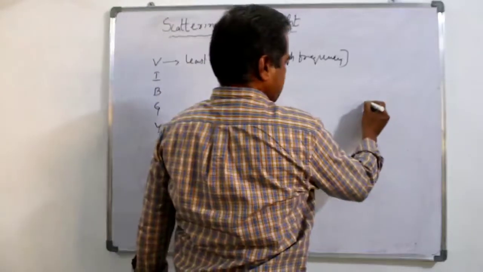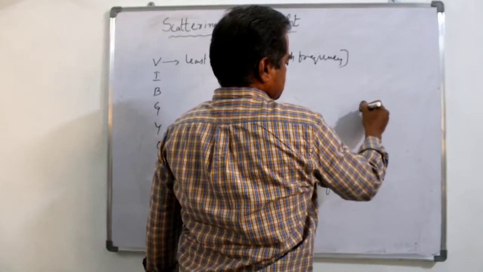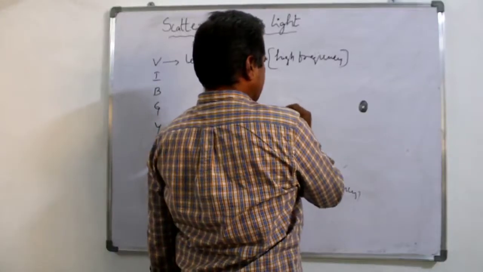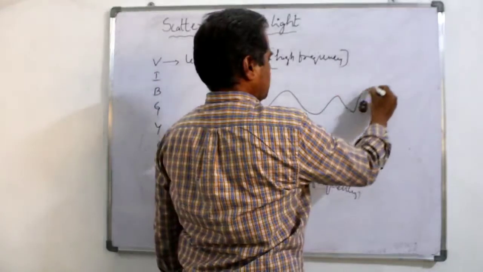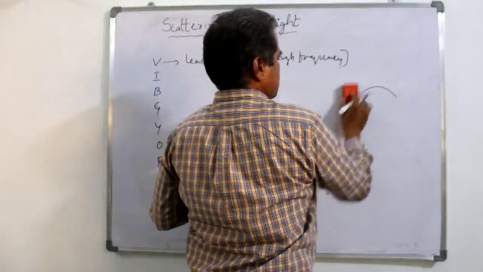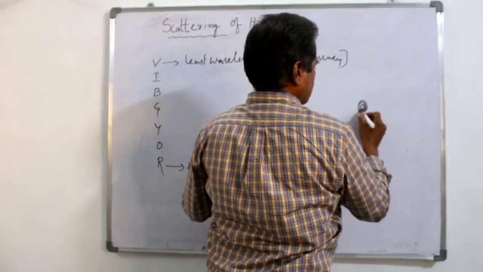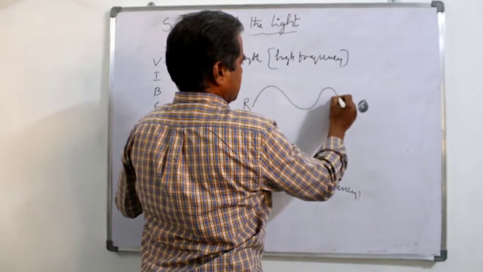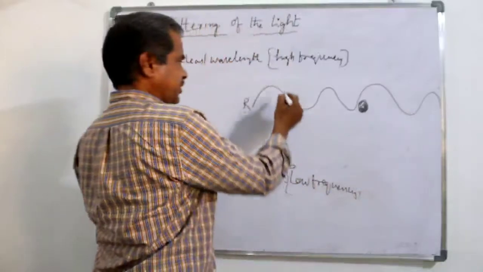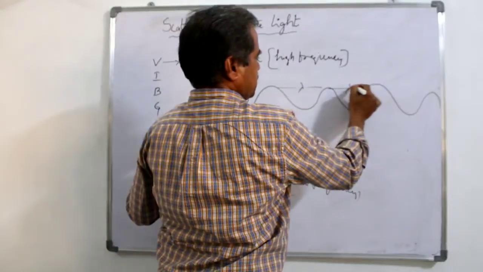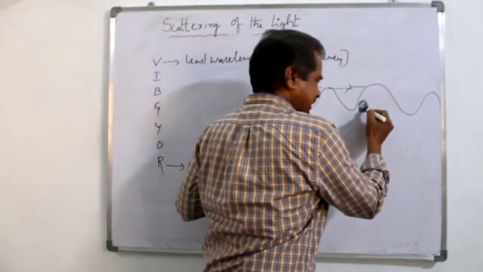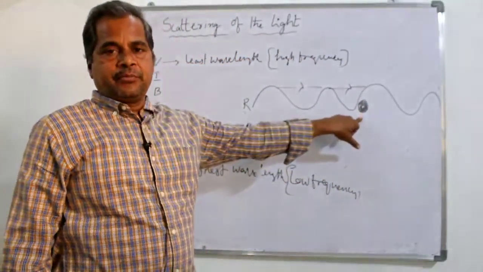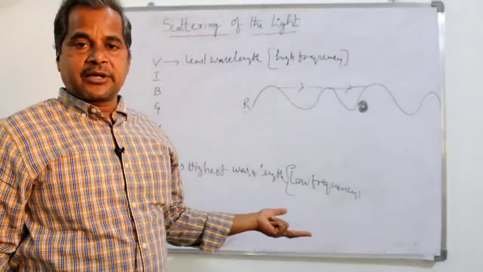So for example, imagine that this is one particle, and one light ray. For example, red color has the higher wavelength. The wavelength of this light ray is not comparable to the size of the particle in the medium. At that time scattering does not occur.